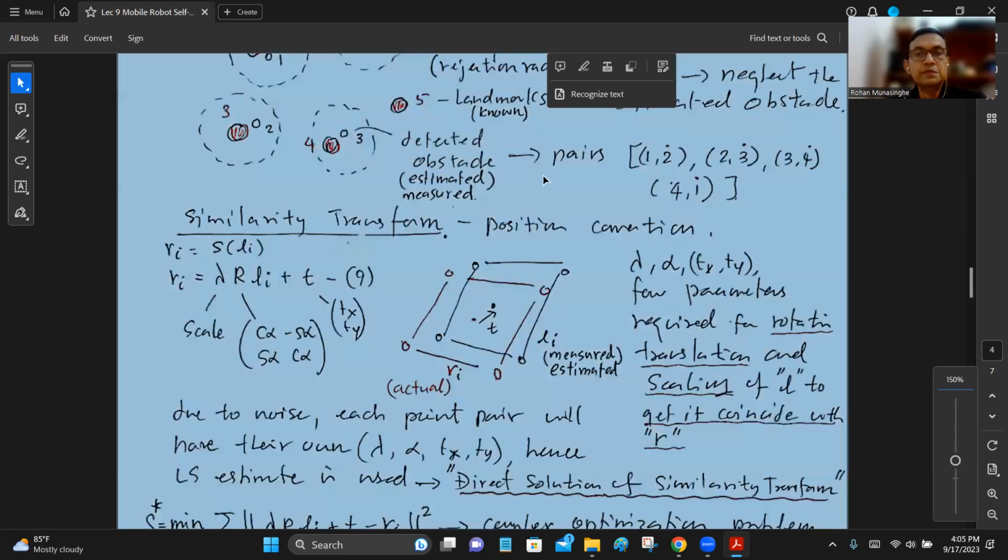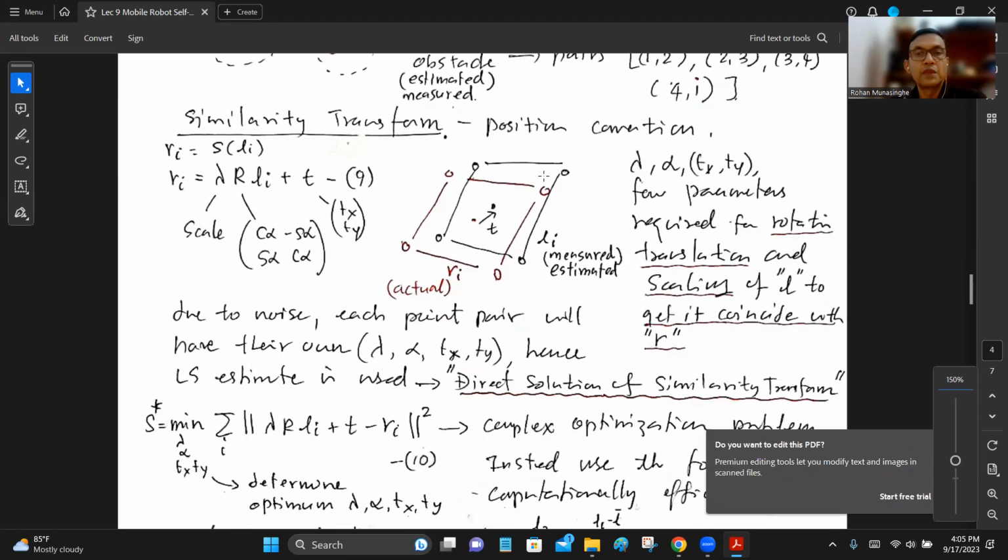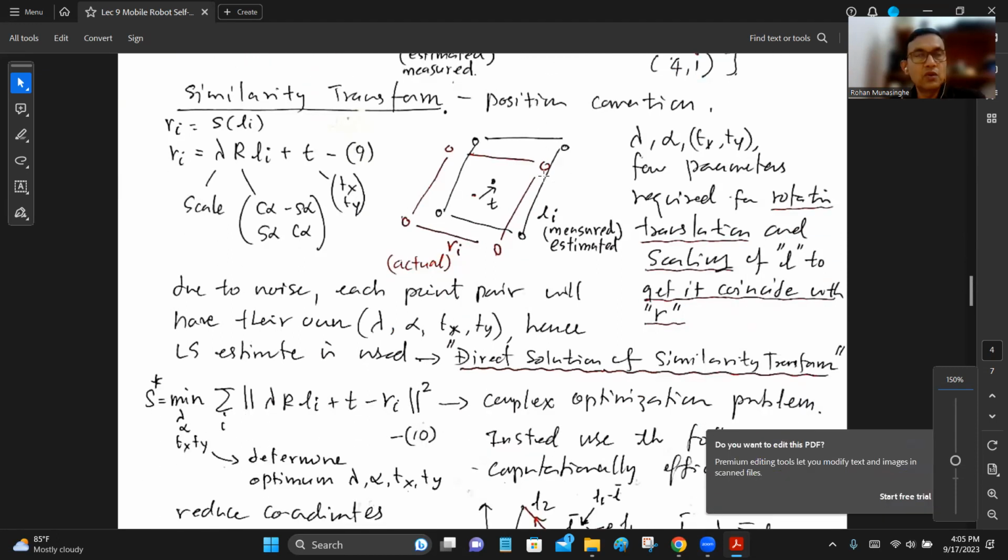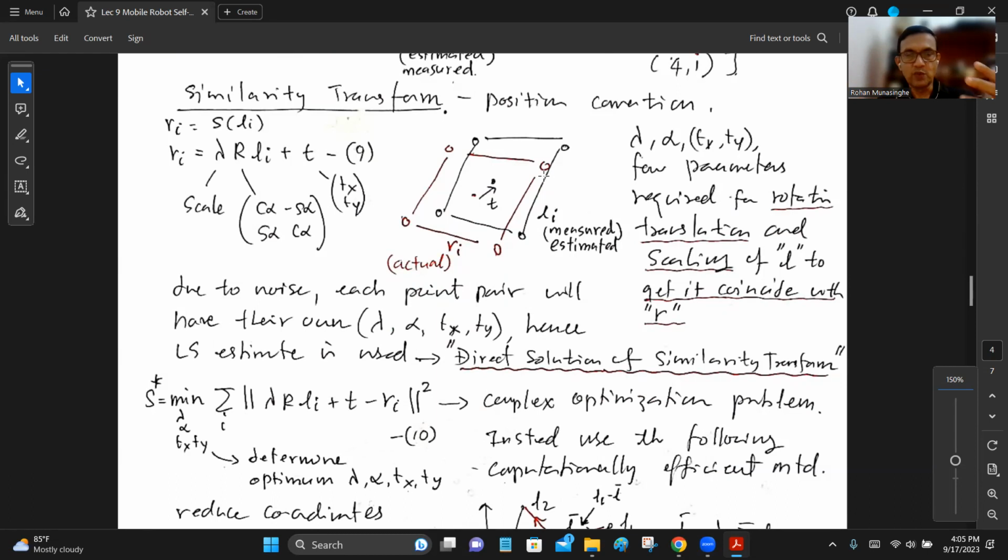What's next? Now we are going to do what is called the similarity transform. Look at the name: similarity transform. We need to improve the similarity between the estimated marks and the reference marks. We want to bring them together and put them on top of each other. So the transformation or modification required is what is called the similarity transform.